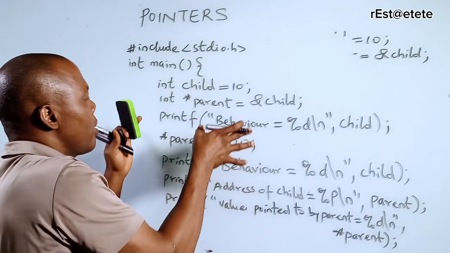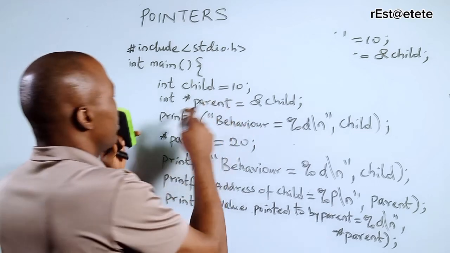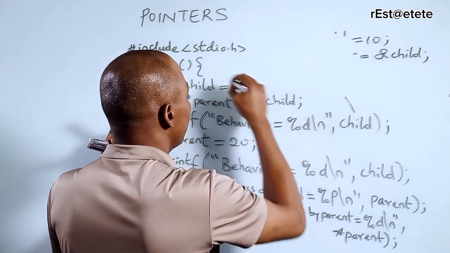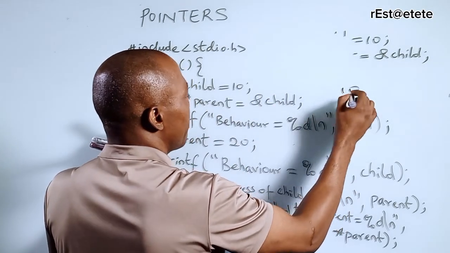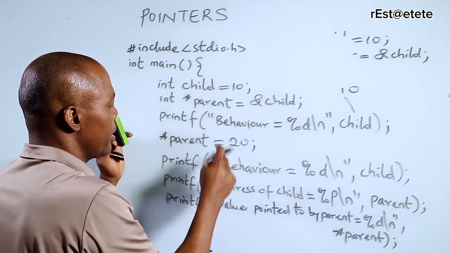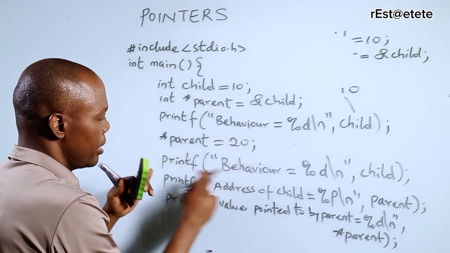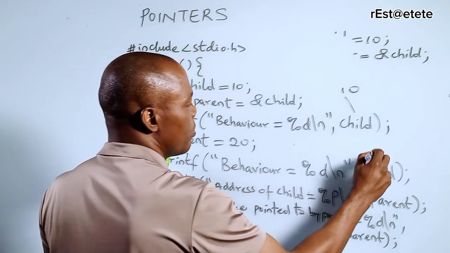Now, what would this give me? This one will print out 10, right? This one will print out 10. Then I change the value using parent to change it. Then I print it out again. This one will print out 20.